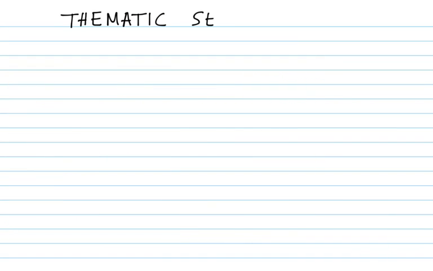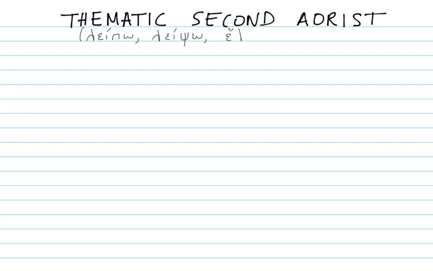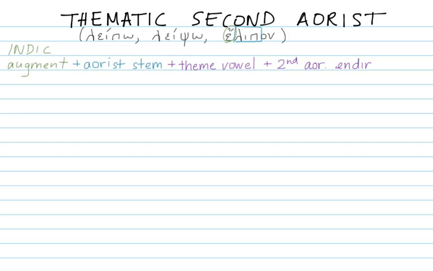So now let's look at the 11 alpha endings for the thematic second aorist. Our sample verb is still leipo, leipso, elipon. We're going to start with the indicative, which does use the augment. It is the only mood that uses the augment. Then we will add the aorist stem, which is lip. Then we will add the theme vowel and the second aorist endings. For the purposes of memorization, just memorize the theme vowel and the endings together as the ending of that word.